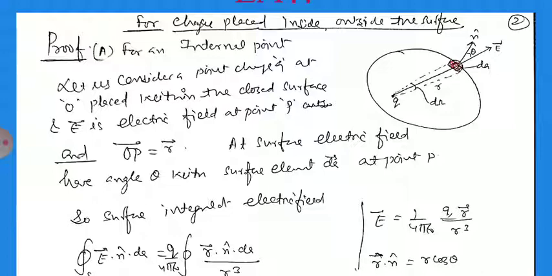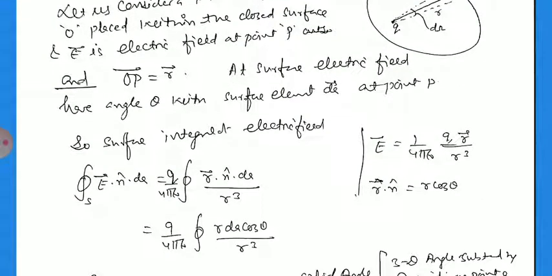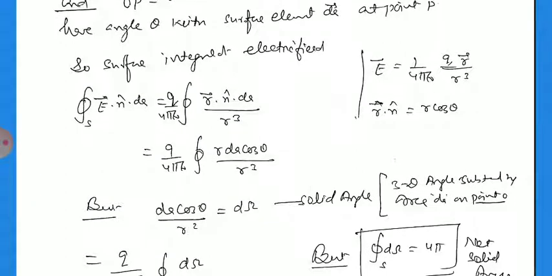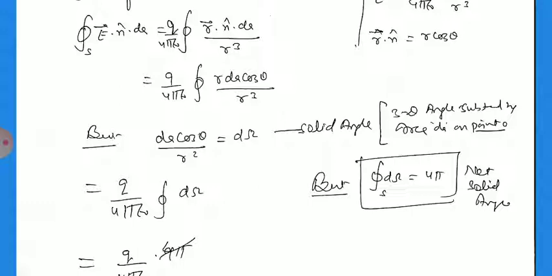If you substitute the value of the E vector here and the R vector dot n cap, we can write R cos theta. So inside the integration we obtain Q by 4 pi epsilon naught R dA cos theta by R cube. So what we can write dA cos theta by R square, and this is called the solid angle, the angle formed by this area dA at the center, and that is called the 3D angle subtended by the area dA at the point O. And we know very well for the net, the solid angle for the entire surface, the integration of this one for the closed path is 4 pi.